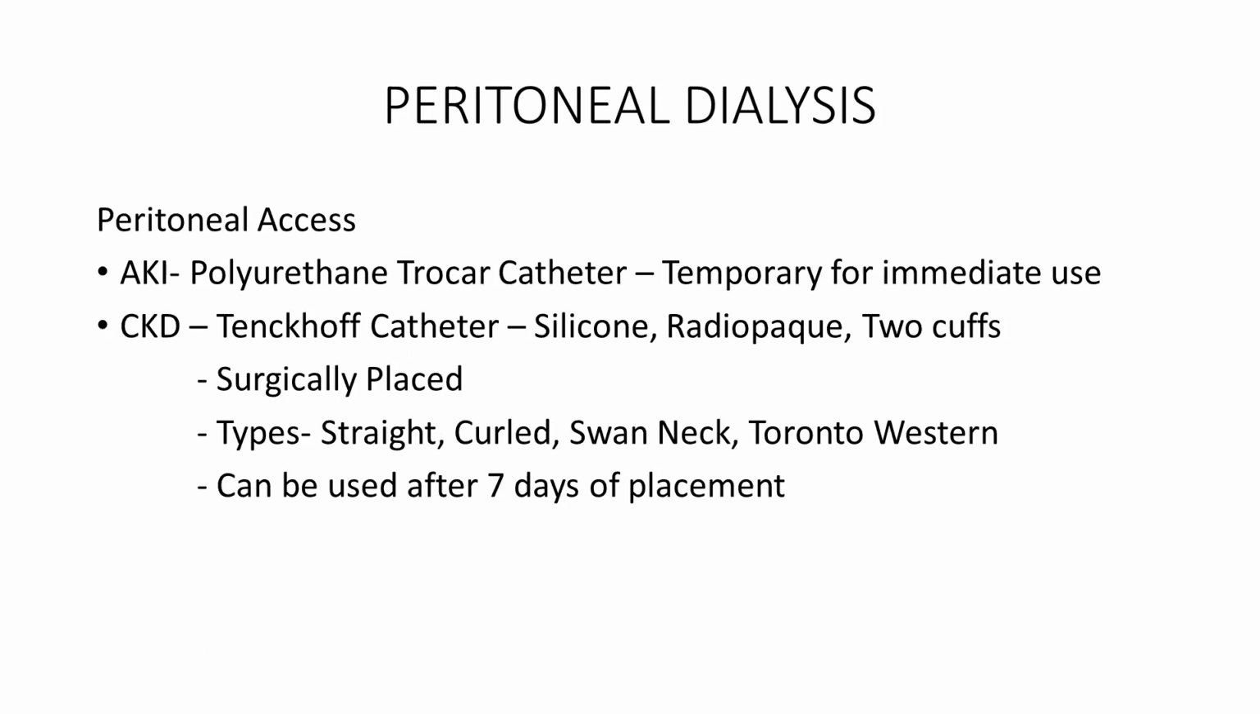Now, acute peritoneal dialysis you do with a polyurethane catheter, which is temporarily placed. It can be immediately used, and it is very easy to place a temporary catheter in the abdomen just below the umbilicus. You give a nick, pass the catheter, and connect the patient. In chronic kidney disease, you need a Tenckhoff catheter, which is silicone, radiopaque, with two cuffs. It is surgically placed. Various types of Tenckhoff catheters are available: straight, curved, swan neck, Toronto Western, and it can be used once the surgery is performed. They can be used after 7 days of the placement.